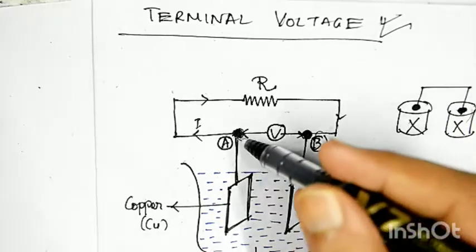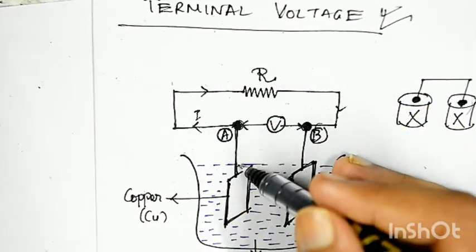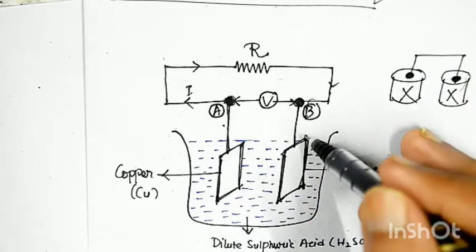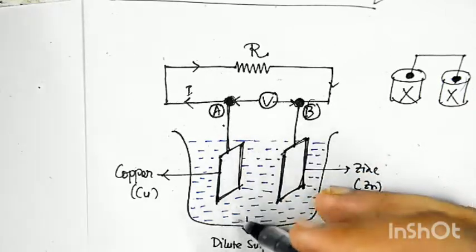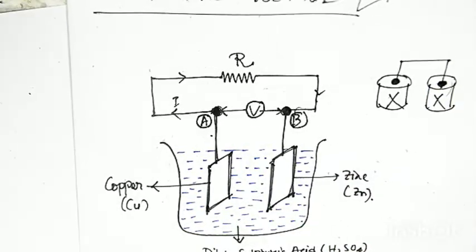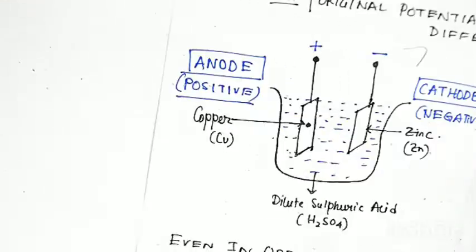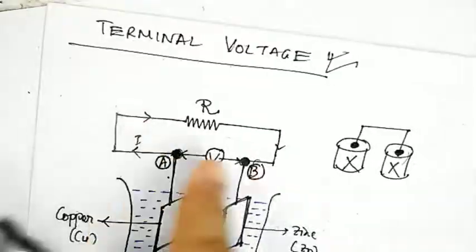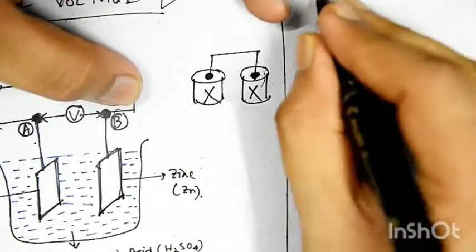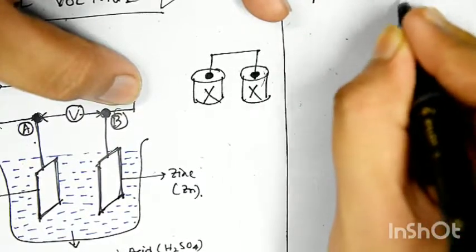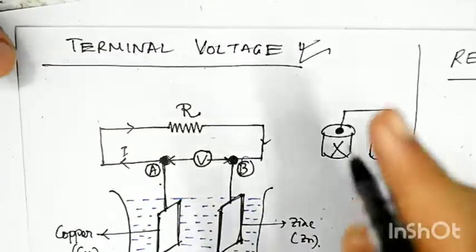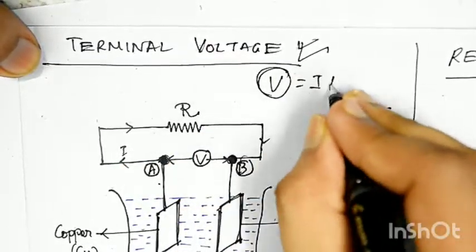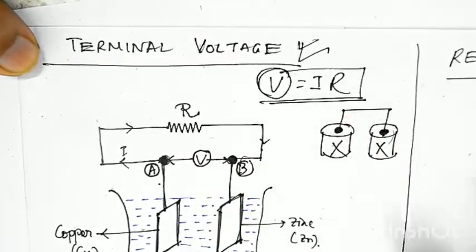But in addition to this circuit, if you measure the work done for the charges to move throughout this electrolyte, so if we add this portion of work done, then you are measuring the electromotive force. So what is the relation? Before going there, this terminal voltage is represented by V, and if current flow is I and R is the resistance, V equals IR, that's Ohm's law.